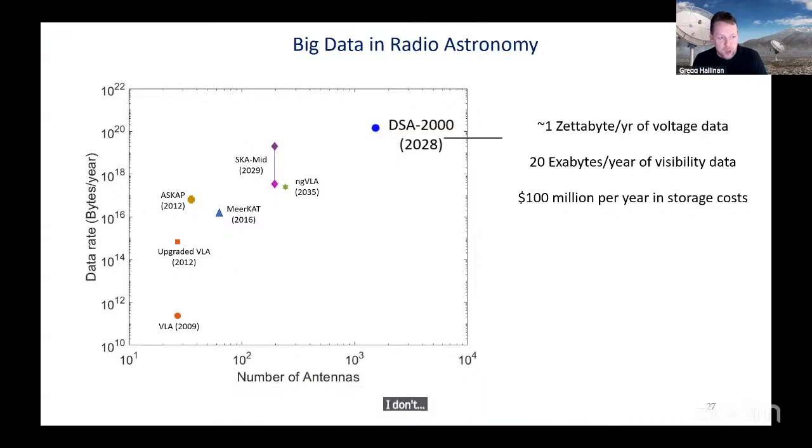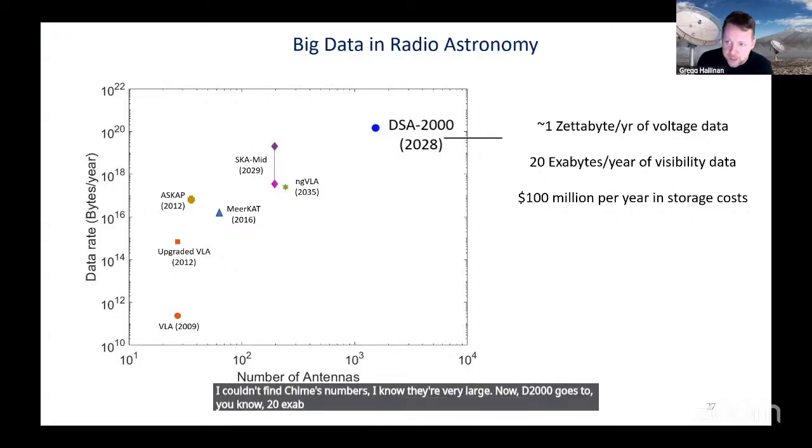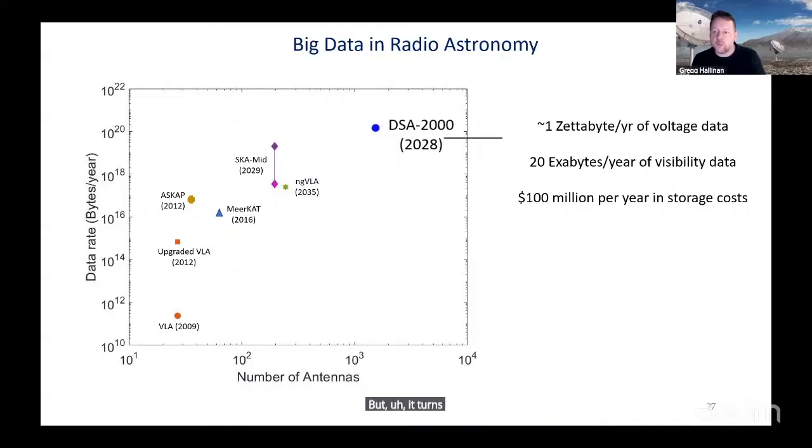I couldn't find CHIME's numbers. I know they're very large. Now, DSA 2000 goes to 20 exabytes per year of visibilities. That breaks the model entirely, but it turns out it gets us into a new regime.